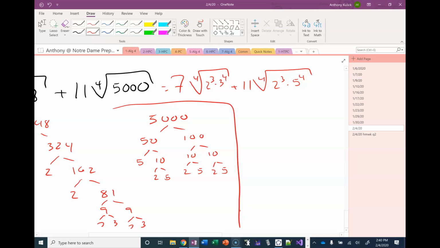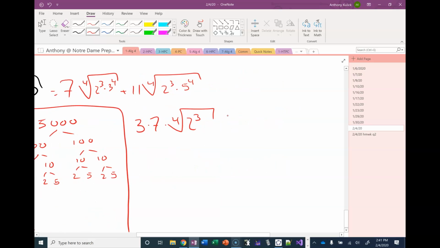All right, let's look at that first radical. What can come out of that first radical? 1, 3. And what's left then after we take out that 1, 3? 3 2's. Good. Now let's look at that second radical. What can come out of that second radical? 1, 5. What's left after I take out that 1, 5?